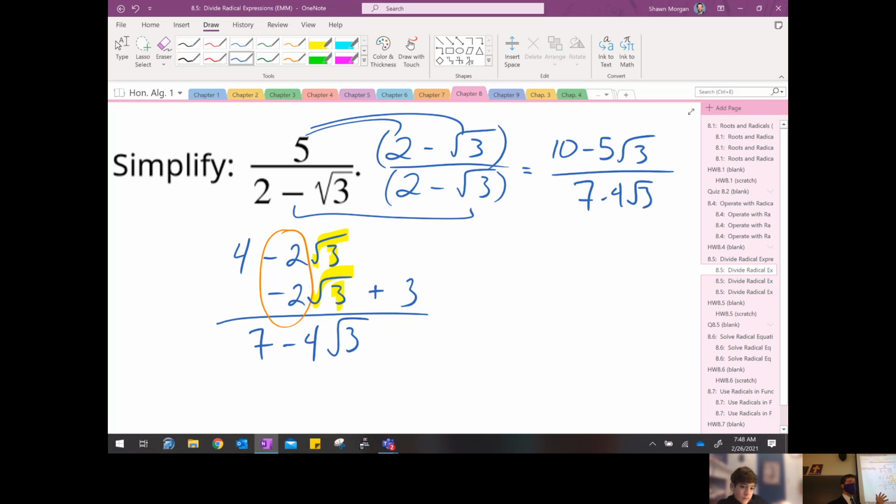From the FOIL problem. What part of the FOIL problem? F? The O and the I. That dratted O and I. If only there was a way for me to have a FOIL problem where the outer and the inner canceled out. Quentin.